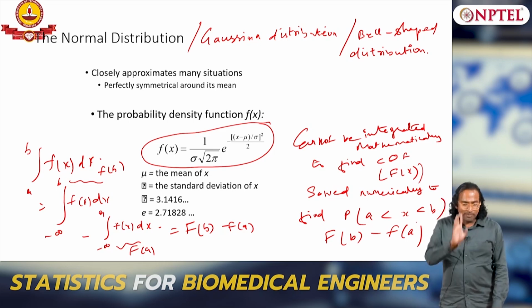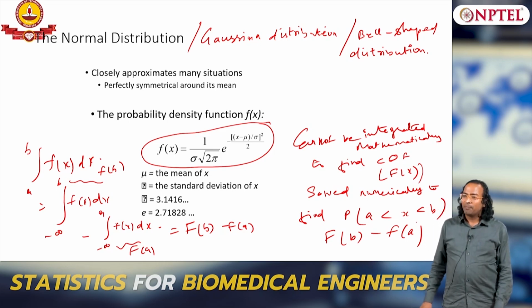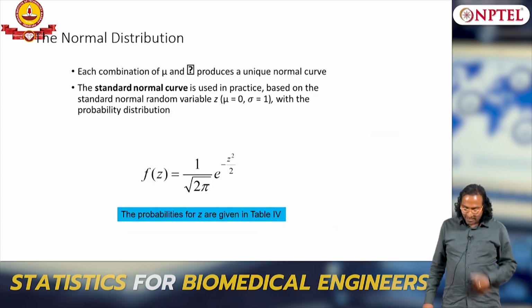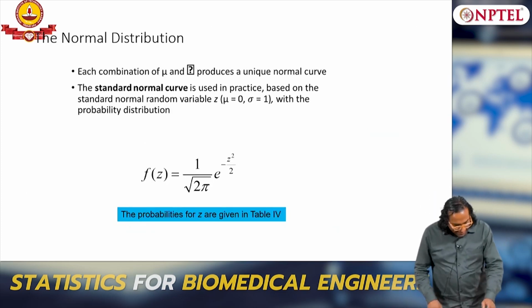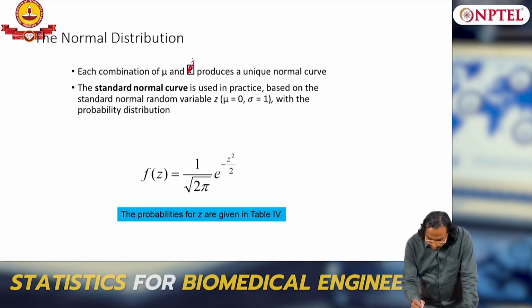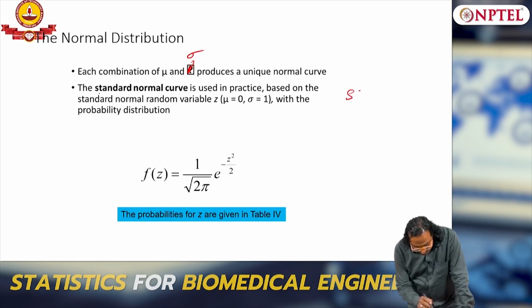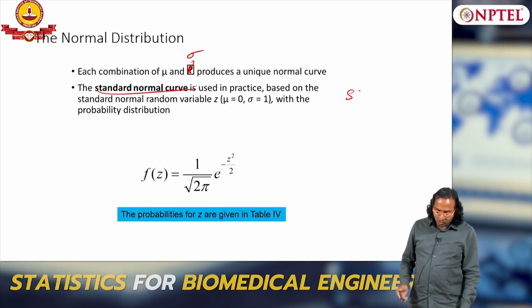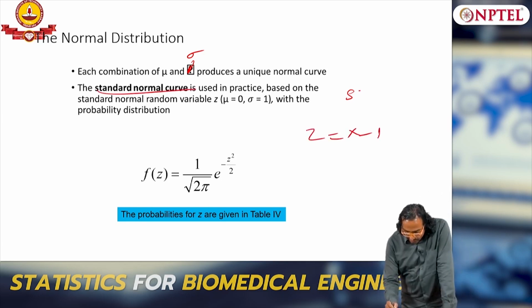It is characterized only by two parameters. What are they? Mean and variance, or standard deviation. So instead of solving it every time, you convert it into what is known as the standard normal distribution. What do you do? You remove the mean and divide by the standard deviation, sigma.